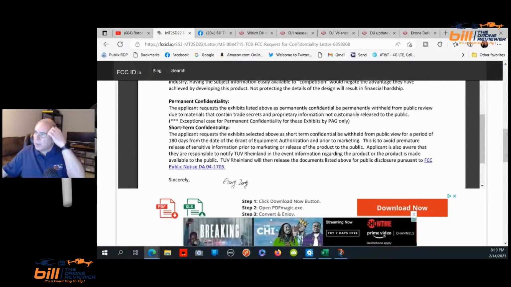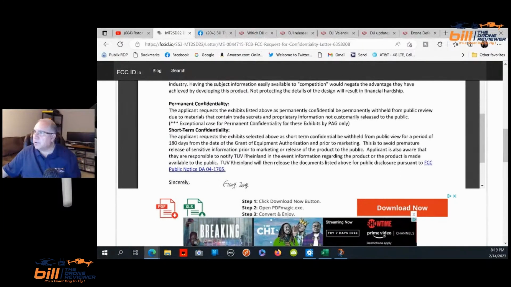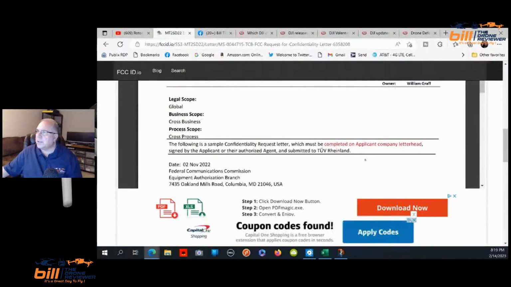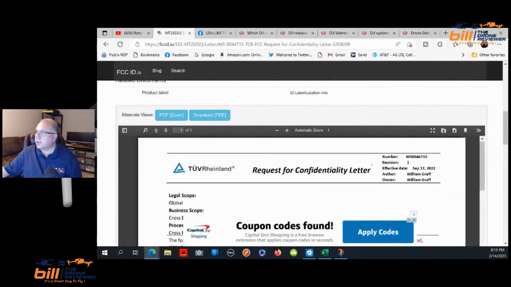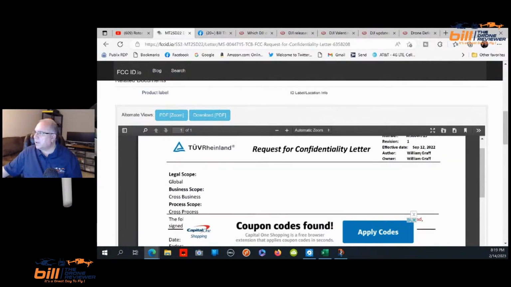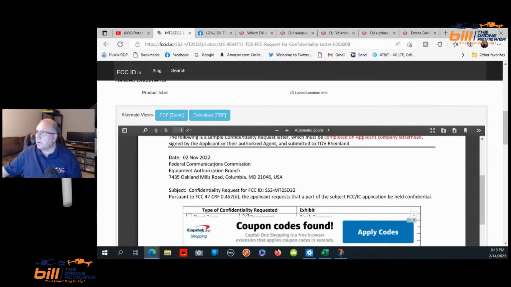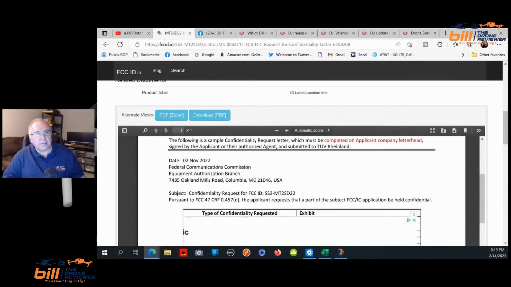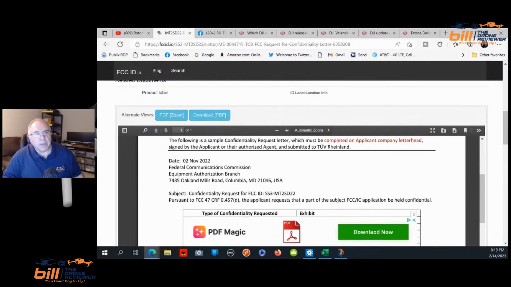And the applicant request, this is what premature. Okay, applicant request exhibits be withheld from public view for a period of 180 days from the date of the grant of equipment authorization. Okay. Now, if you look at the date of grant of equipment authorization here, that was on the 12th, I believe, or no. Okay, this is it. It would be the 2nd of November. So it's 180 days from that, for the confidentiality.